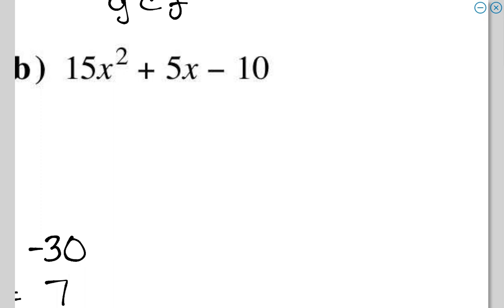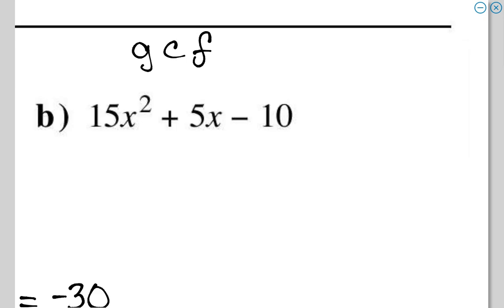Okay, second one. This one is hard for students because sometimes, especially with times tables, people don't always know that there's a common factor. So you might just jump right into this. You're like, oh, 15 and 10 is 150. I need two numbers that multiply to 150 and add to 5. But what you could do is just take out a GCF first. What's in common here? A 5. And only a 5. Because there's no x here, you can't take out an x. X is not in common for all three. So you can only take out a 5.